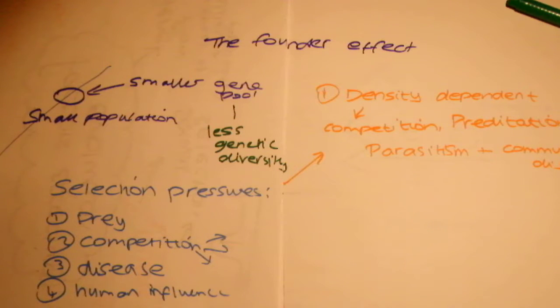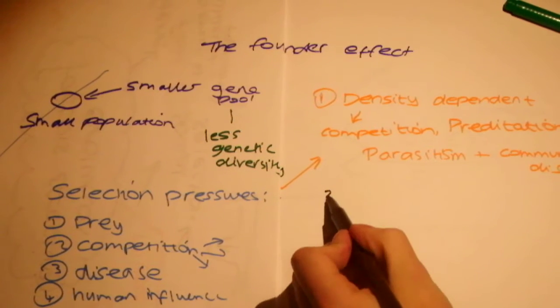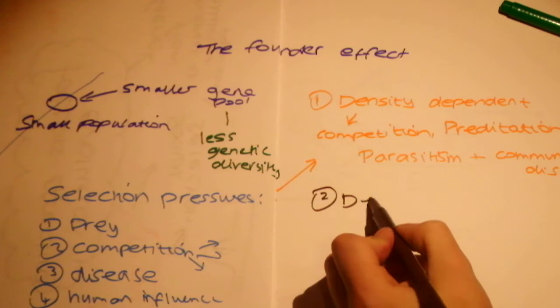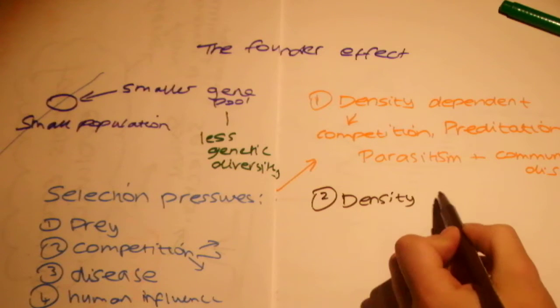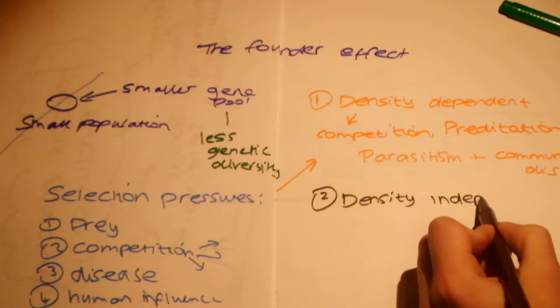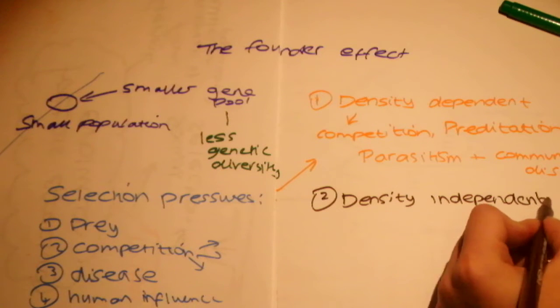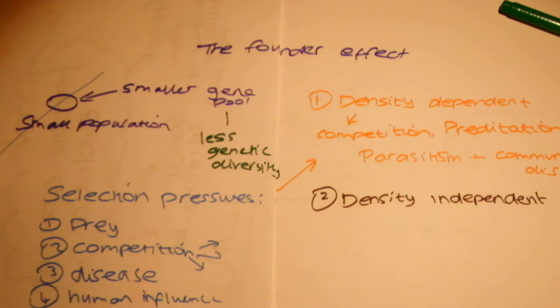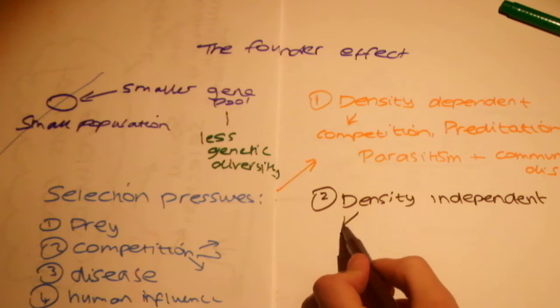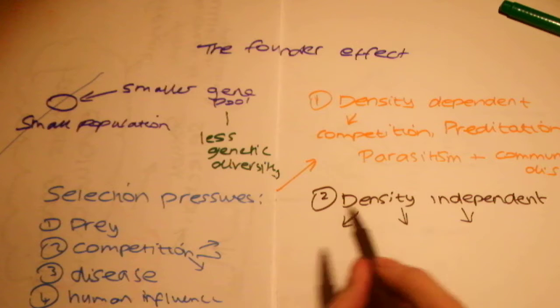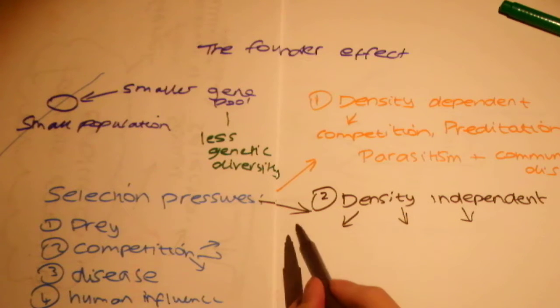And then you also have density independent as the other one. Density independent can affect any size population. So these are the more external factors that contribute to the selection pressures.